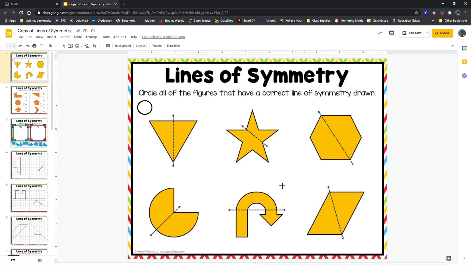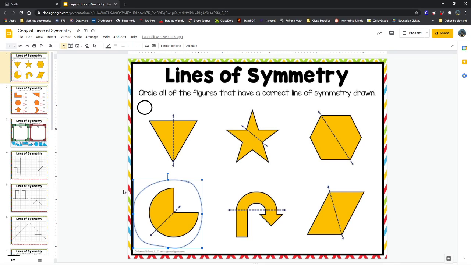Who can tell me one of the shapes that has a correct line of symmetry? Kaylee, can you give me one shape that has a correct line of symmetry? Okay, so the fourth one, so 1, 2, 3, 4. This one? You're absolutely right. If they use that line there, both of my sides are going to be the same size and the same shape. I could fold it and it would match perfectly. So I'm going to circle that. You all can do the same thing on your copy.